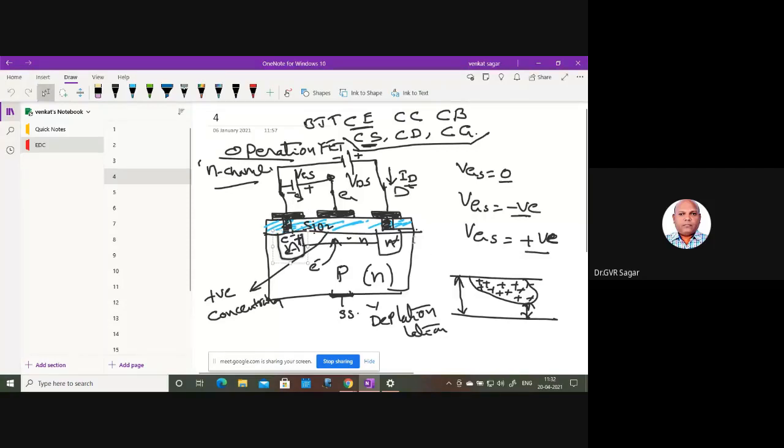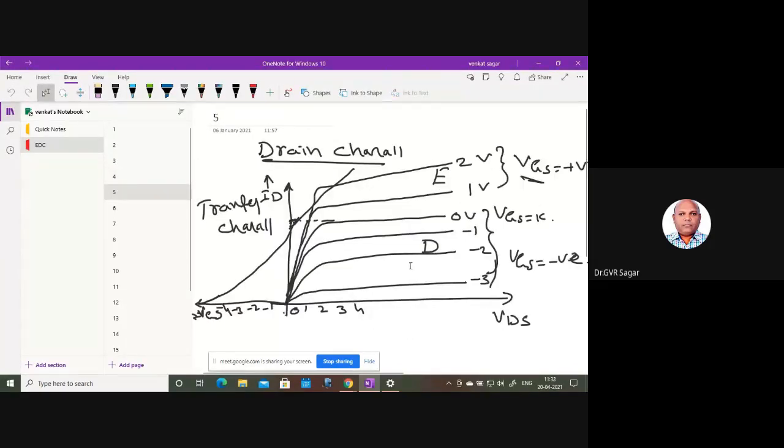Based on that, here we can see how the channel is depleted. The channel is depleted for a negative gate to source bias. For this negative gate to source bias, the channel is depleted into the channel width, so the channel width decreases, and the decreased channel width controls the flow of carriers in the channel. This is what we discussed yesterday in the D MOSFET. Based on that, we drew the drain characteristic curve and the transfer characteristic curve.